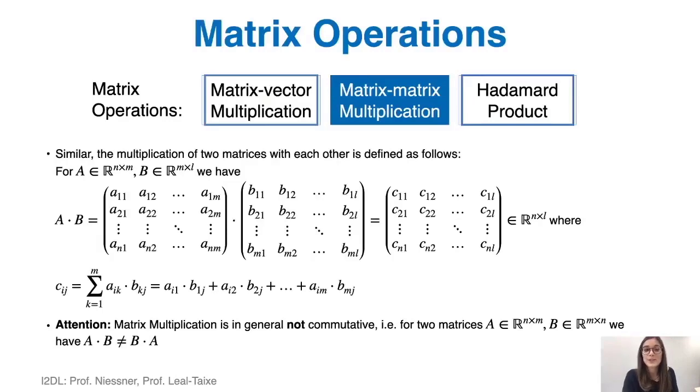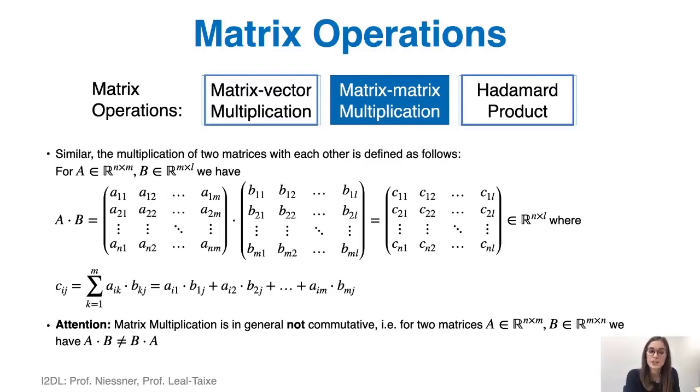Okay, let's continue with the matrix-matrix multiplication. As the name says, this is just a generalization of the multiplication that we saw before, the matrix vector multiplication. In this case, we don't take a vector B, but we take a second matrix and then we multiply the two matrices with each other. So let's start with the matrix A, which is from the set R to the power n times m, and B, which is an element of the set R to the power m times l. Again, have a look at the dimensions here because that's important.